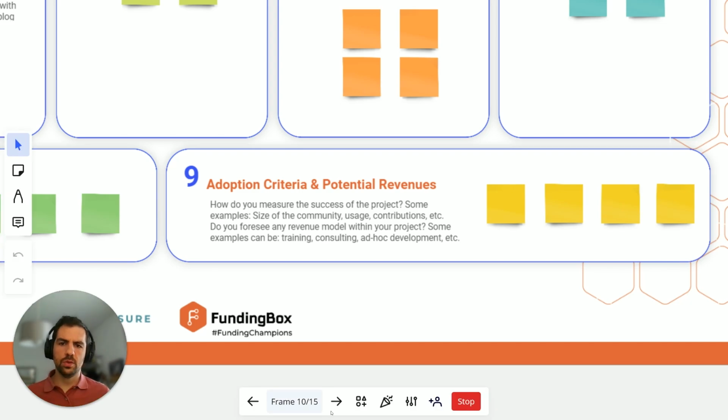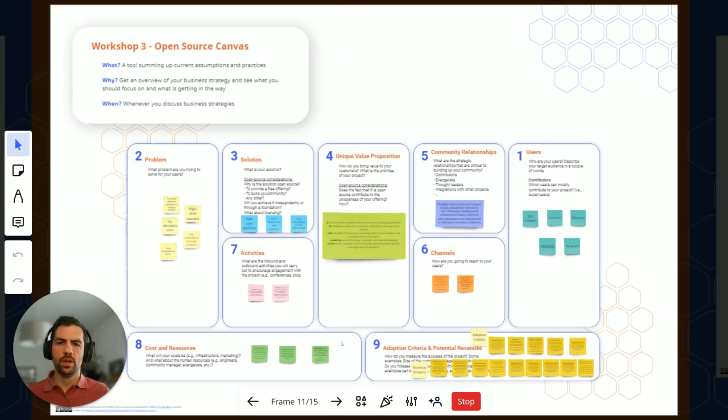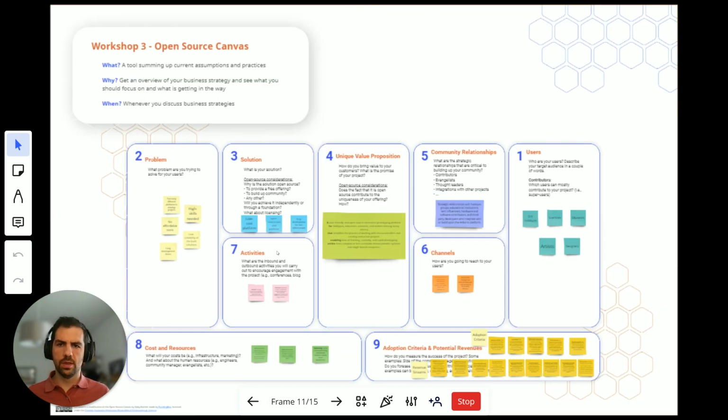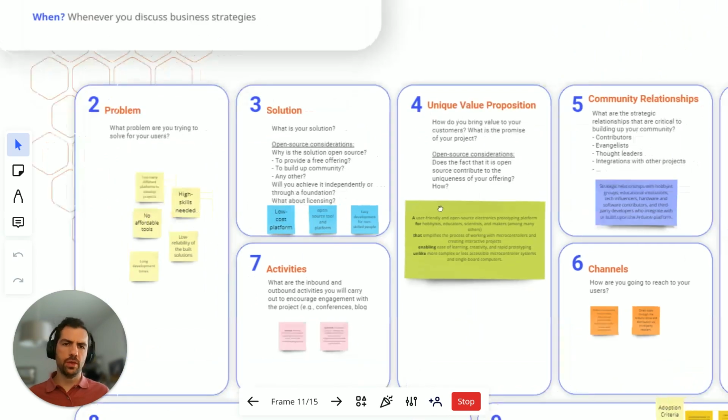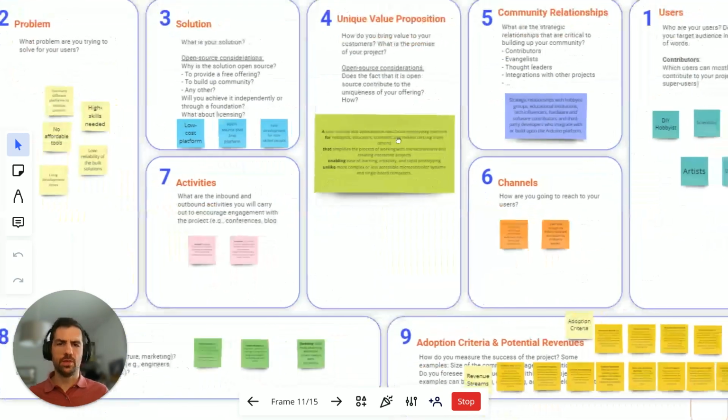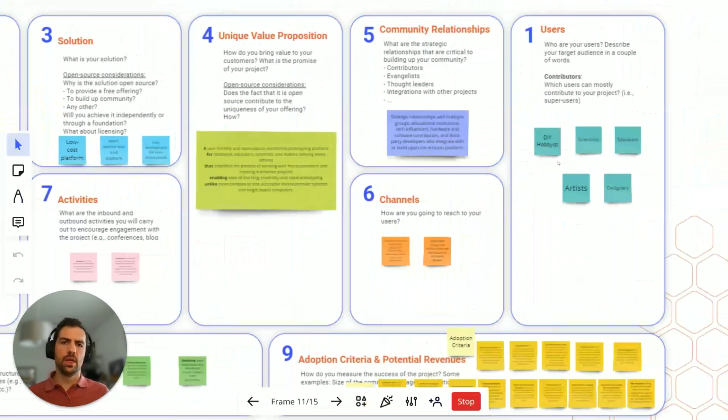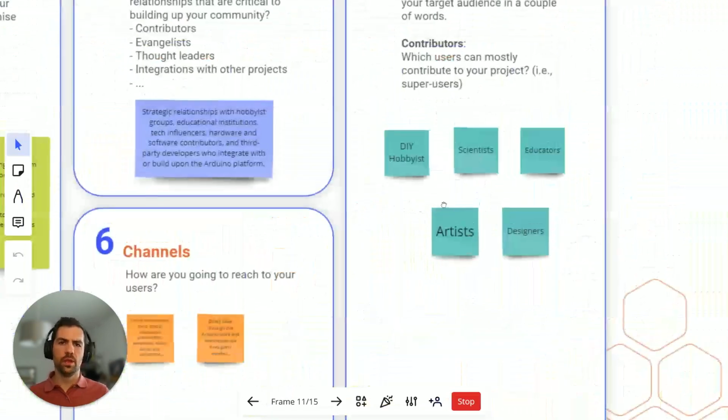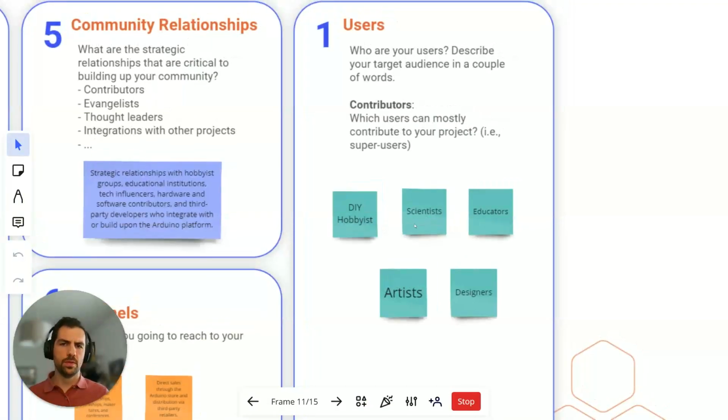So without further ado, I would like to go a similar way as we did before, through an example. In this case, again, following the same example of Arduino. So we have this Canva filled in, and we're going to go through the different sections. So section number 1, the users.